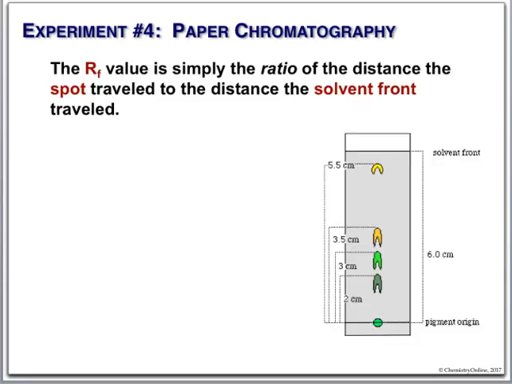Now, here is a little sample. This is where we spotted our stuff down here. Here's our little pencil line. So we started here. We let the solvent move up the paper. And when we shut it off, we made our little pencil line here, and that was our solvent front. Okay? So the distance the solvent front traveled here was a total of 6 centimeters. And as you see, this was a very nice separation. We got 4 different compounds out of our one spot.